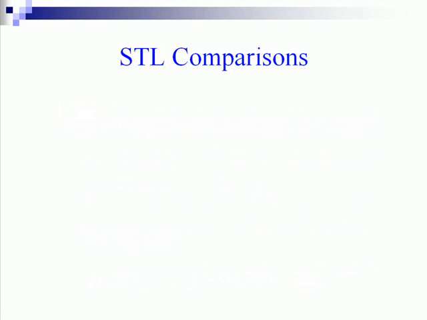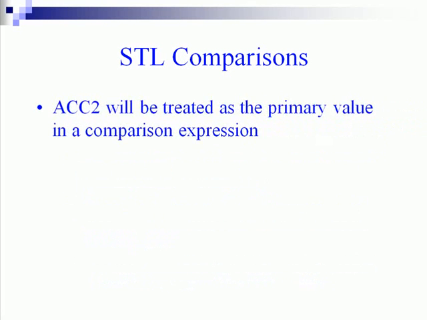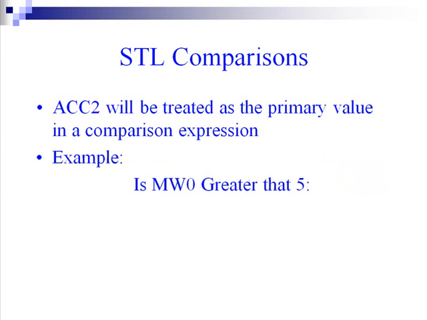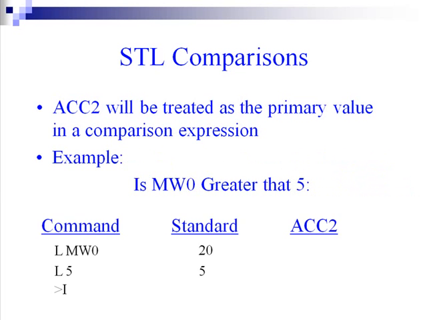When configuring comparison operations in statement list, it is important to keep in mind the expression that you want to accomplish, and then load the values in the correct order. The value that is in ACC2 will be treated as the primary value in a comparison expression. Therefore, if I want to determine if marker word 0 is greater than 5, I would first have to load MW0, then load 5, at which time the value from MW0 would be pushed into ACC2, and 5 will be in the standard accumulator. I would then use an integer greater than instruction.